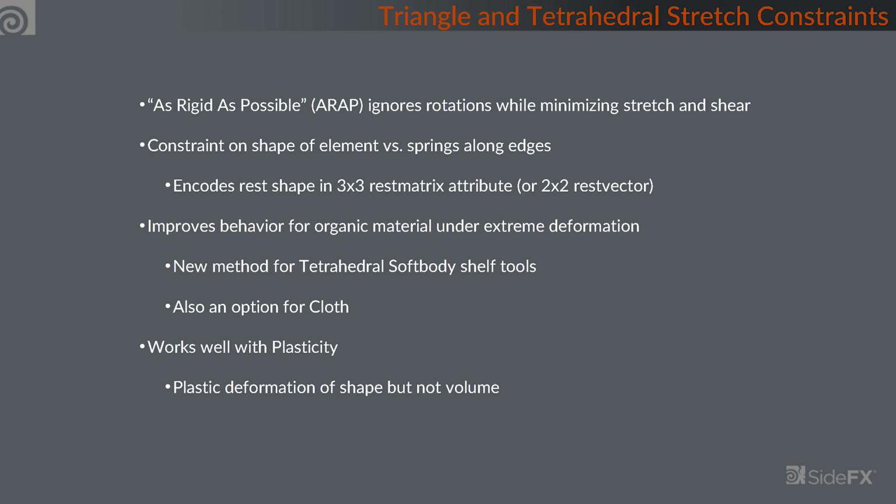And finally, these types of constraints work quite well with plasticity, which again is the idea that a soft body might deform to a new shape. It might get squished by a collision object, say, and it'll keep that squished shape. That's generally referred to as plastic flow. And it just turns out that, again, doing plastic deformation of the entire shape rather than just the springs along the edges generally works better and gives a bit more stable and smoother plastic deformation. So we're going to jump into Houdini and see how this works.